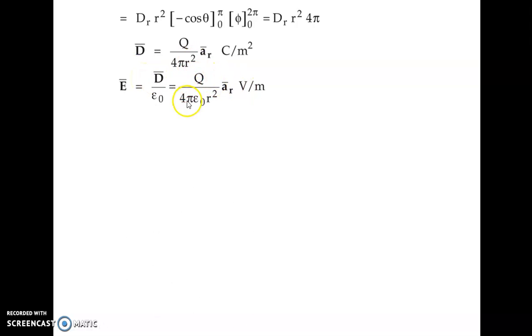So substituting this D in this equation, I'll get Q by 4 pi epsilon naught r square into a r cap, which is equal to vector E. So that is the electric field intensity.